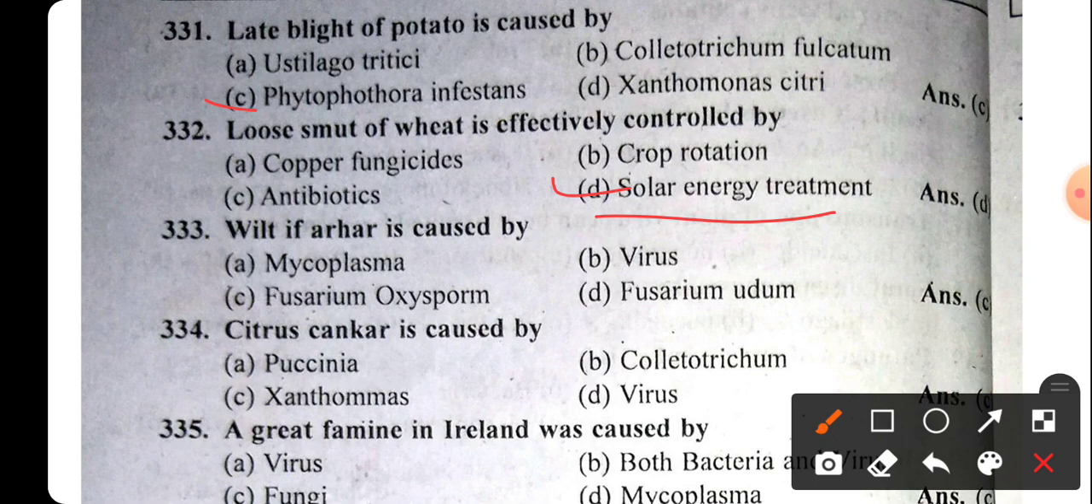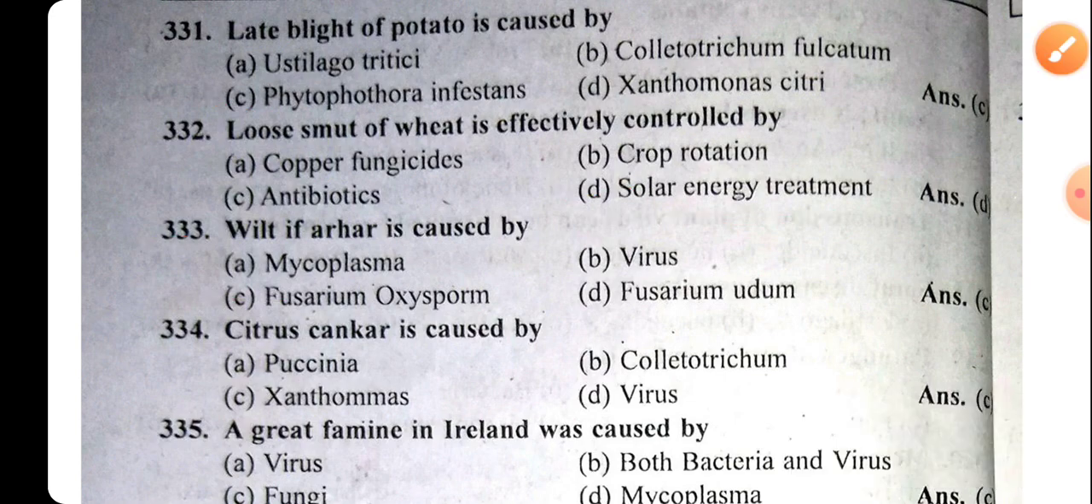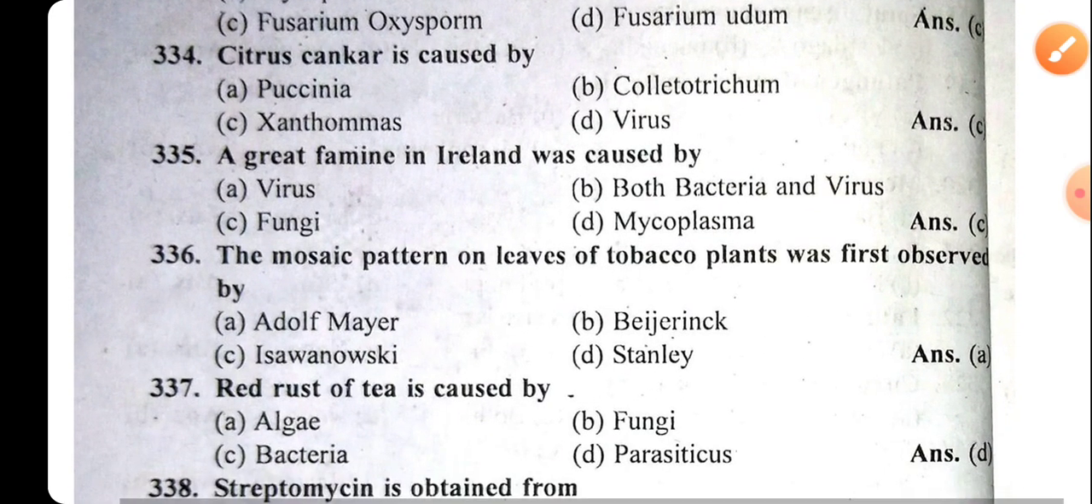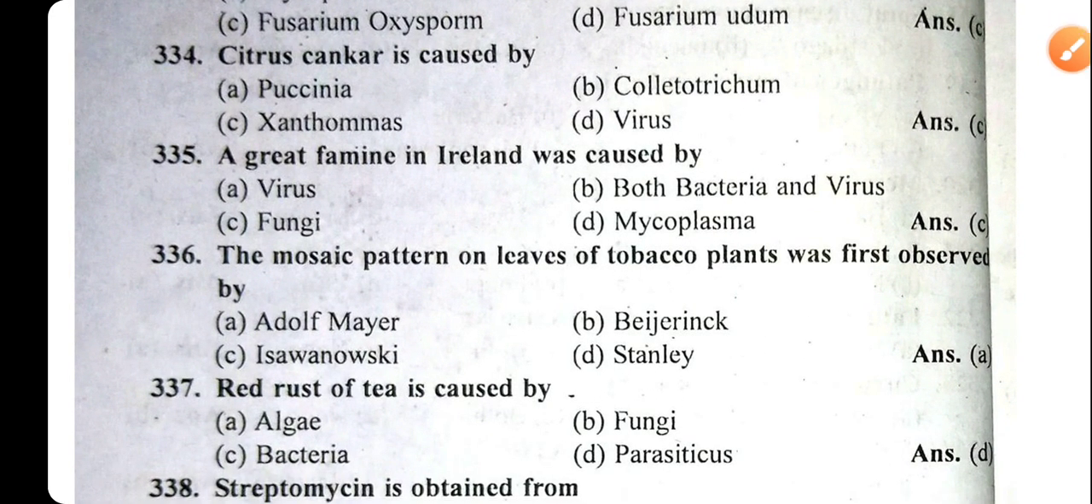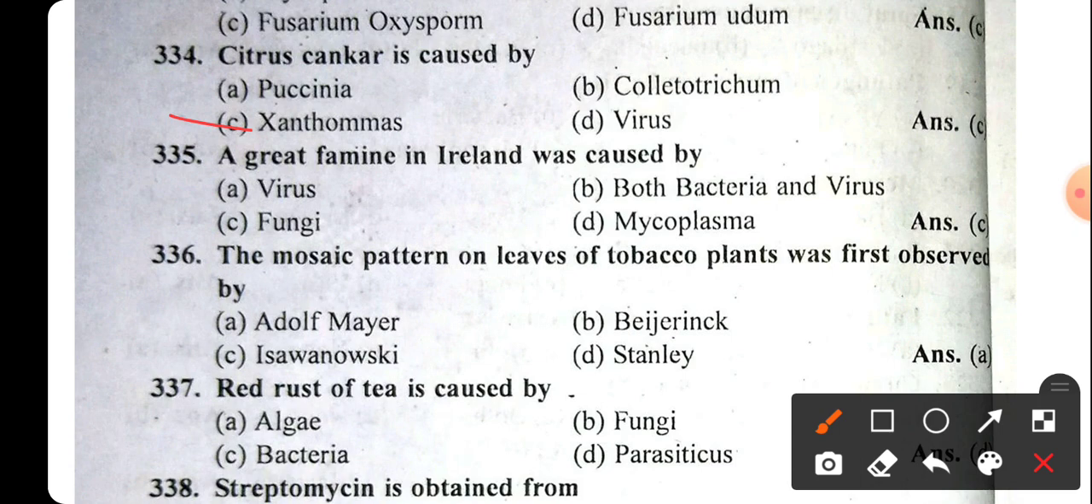Okay. Now the next question is: wilt of arhar is caused by Fusarium oxysporum, that is option C will be the right answer. Now the next question is: citrus canker is caused by Xanthomonas, option C. Now the next question is: the great famine in Ireland was caused by, option C, that is fungi will be the right answer.